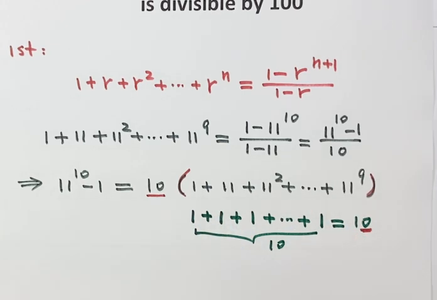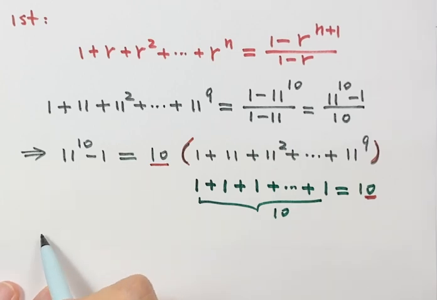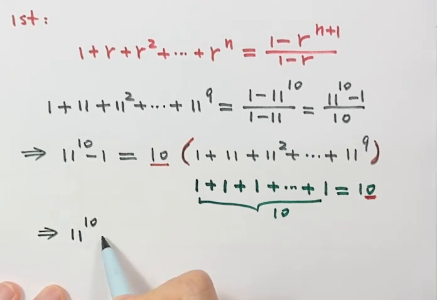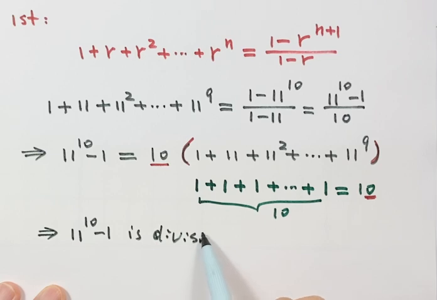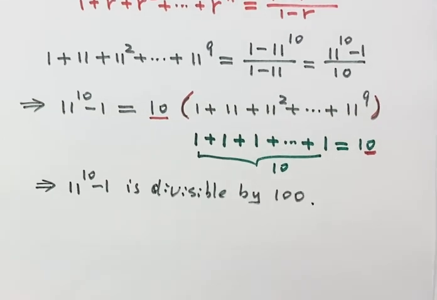So that's why 11 to the power of 10 minus 1 is divisible by 100, because we have 10 here and we have 10 here. So then we just proved this question. Okay, so now let's see the second method.